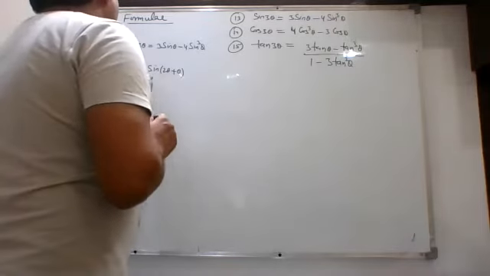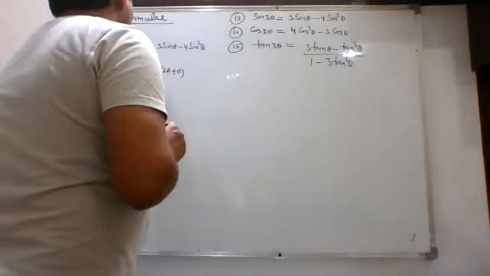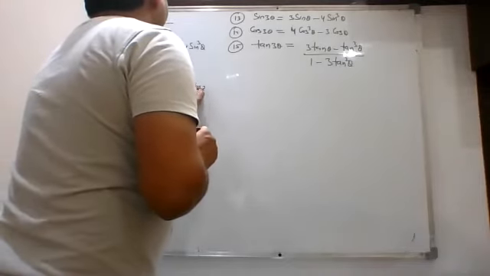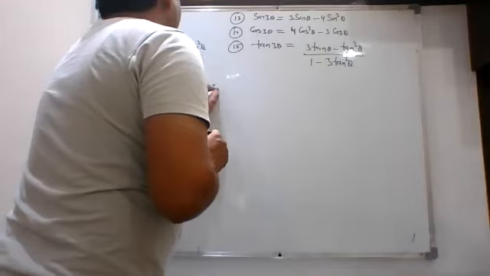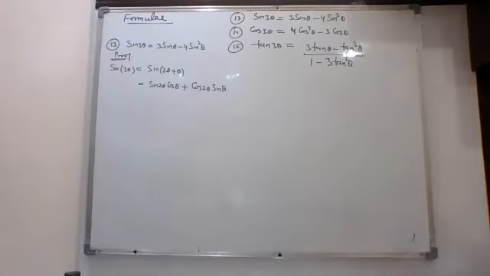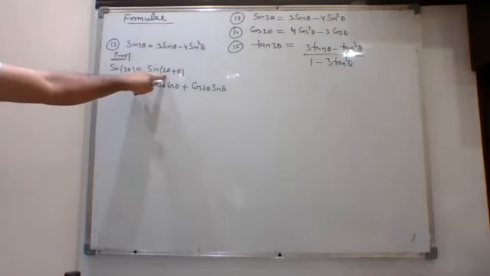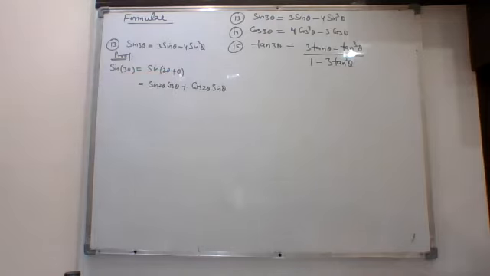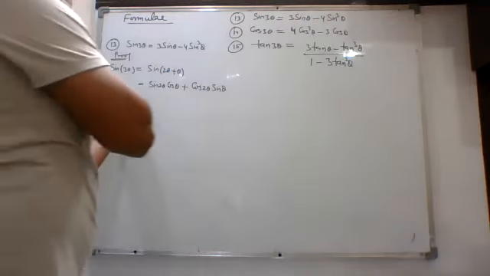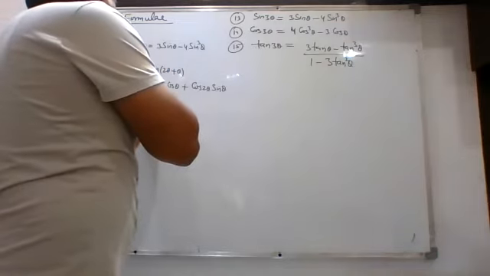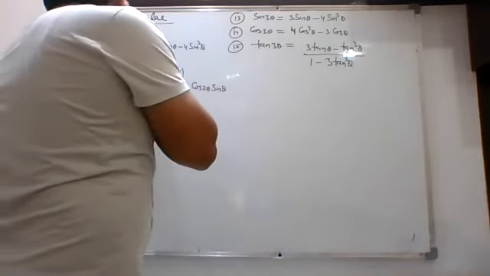Now apply the formula of sin A plus B. So it will become sin A cos B plus cos A sin B. Here I have just applied the formula of sin A plus B. I am treating 2 theta as A and theta as B. After that, you can write down the formula of sin 2 theta. So sin 2 theta can be written like this.